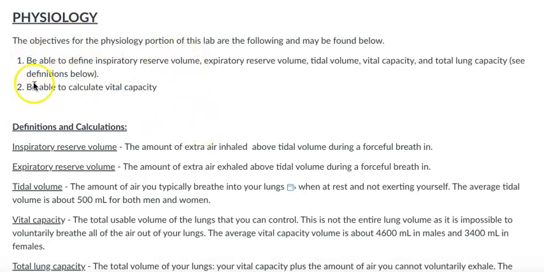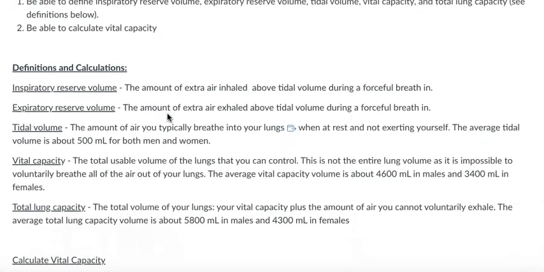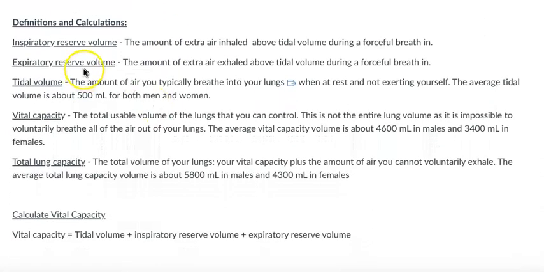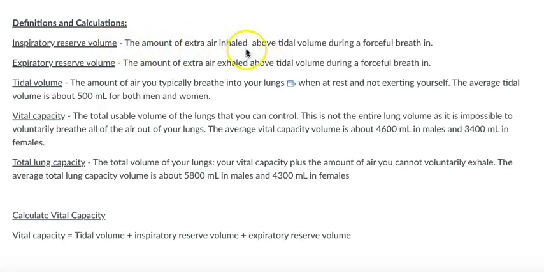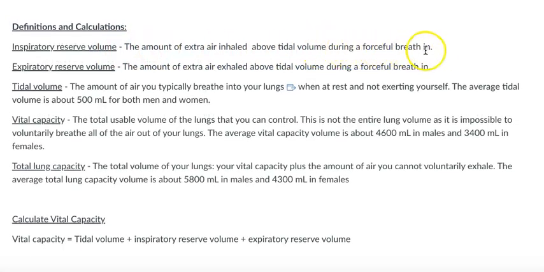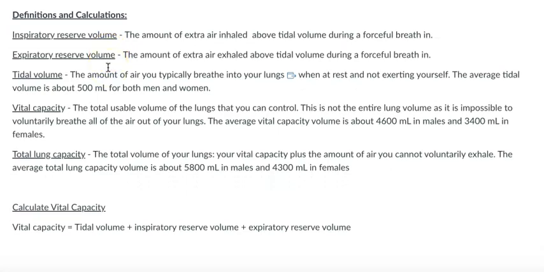So the big two things are going to be able to identify inspiratory reserve volume, expiratory reserve volume, tidal volume, vital capacity, and total lung capacity. And that's via definitions, not any kind of graph or anything like that, and to calculate vital capacity. So for this section, you will simply have a definition, like this is the amount of air inhaled above tidal volume during a forceful breath in. And then you would type in the answer being inspiratory reserve volume, for example.